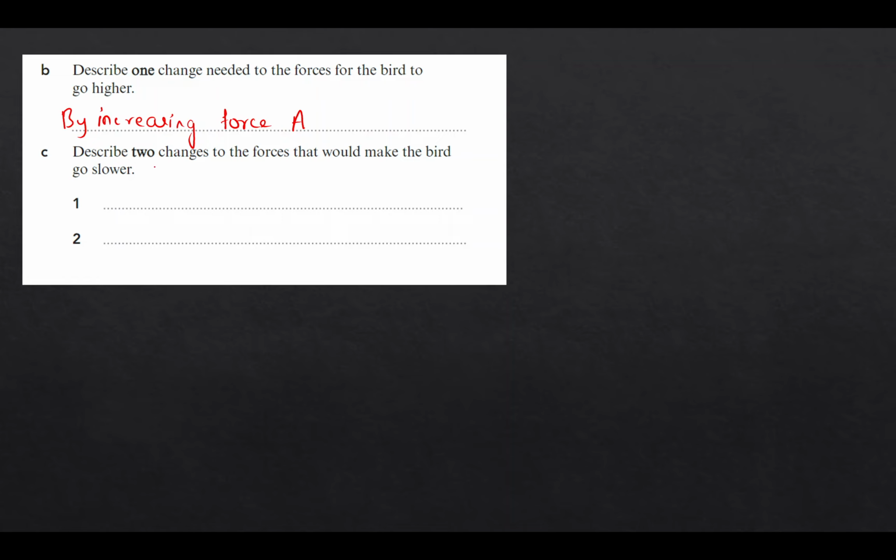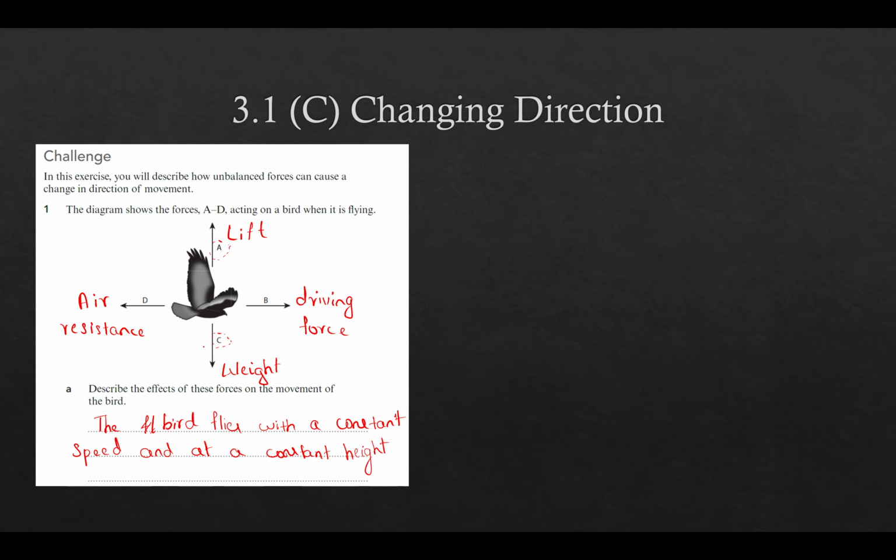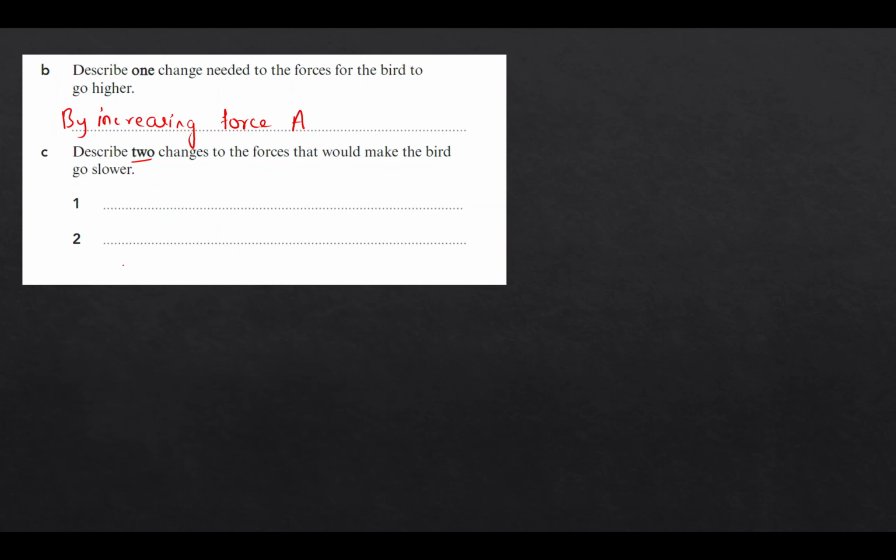Now, we have to describe two changes to the force that would make the bird go slower. If I want the bird to go slower, either I have to decrease the driving force or I have to increase the air resistance. If I decrease the driving force, the bird will go slower. Similarly, if I increase the air resistance, if there's a wind in the opposite direction, the bird will definitely fly slower. So let's write down those two as the answer.